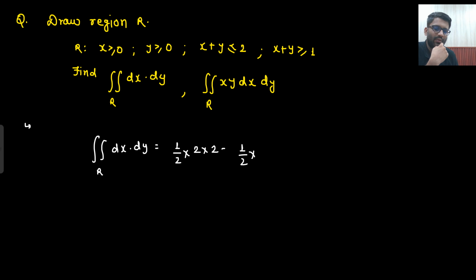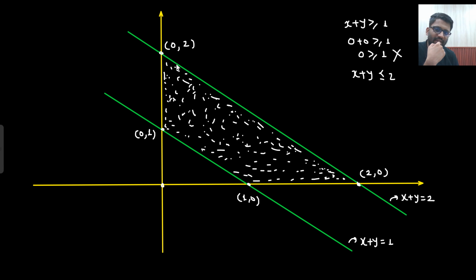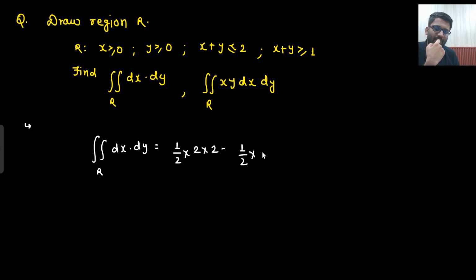So 1 by 2 base into height, here 1 by 2 base into height. So 2 minus 1 by 2. What you are getting? 3 by 2, which equals 1.5. So this is the answer you get, 1.5, for the first question.